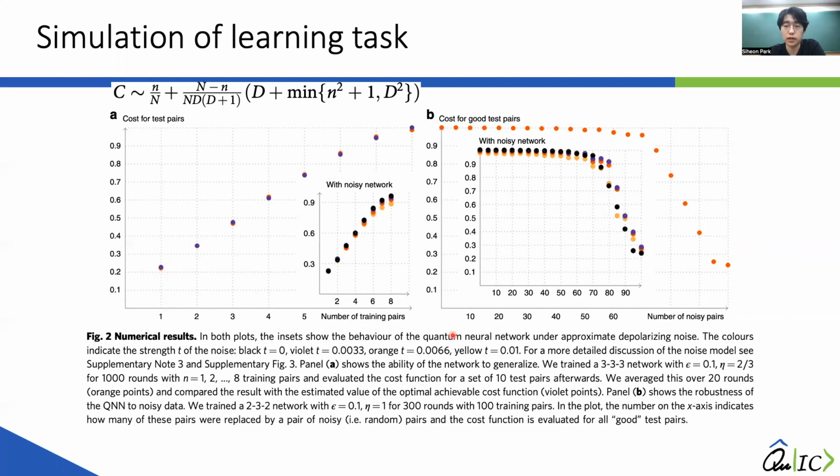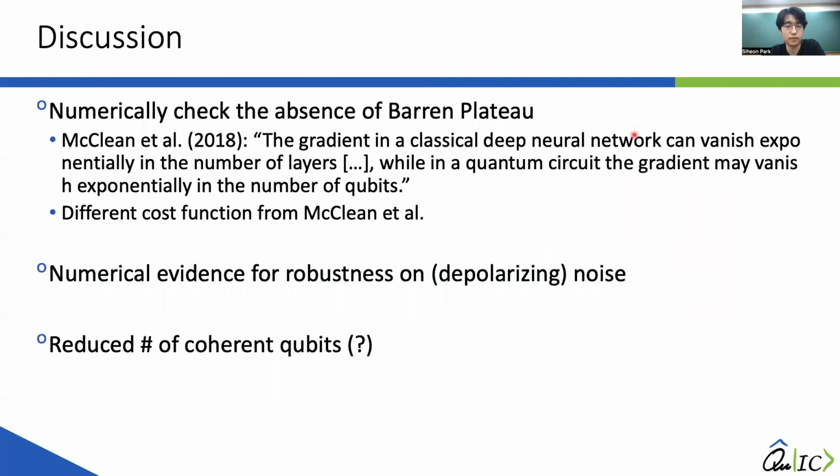And also the paper did some experiments on noisy training inputs, which means some inputs are replaced by random inputs. Okay? So as the number of noisy input pairs increases, of course the cost function drops, but the rate is very slow. So our QNN structure will be robust to input training noise.